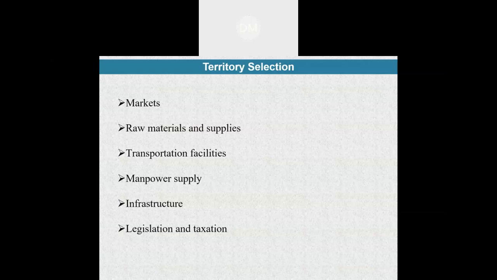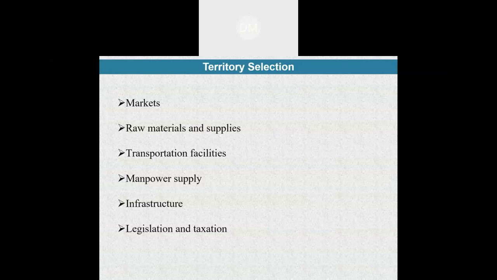Then manpower supply. Again, manpower supply depends on the area. Suppose Pune is a metropolitan city where skilled manpower is easily available. But for a location outside Pune, unskilled labor is easily available, but skilled labor is not. And then infrastructure.